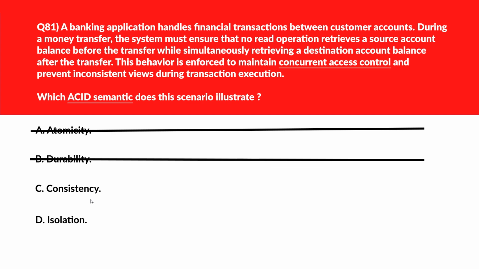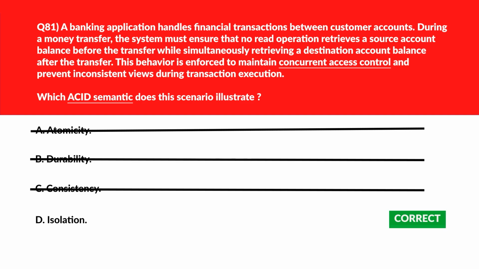C says consistency. Consistency maintains rule adherence, not concurrent access control. Wrong answer. We'll move to D. D says isolation. Isolation ensures that concurrent transactions do not read partial or inconsistent data during execution. Looks good because that's what we require. D, isolation, is the right answer.